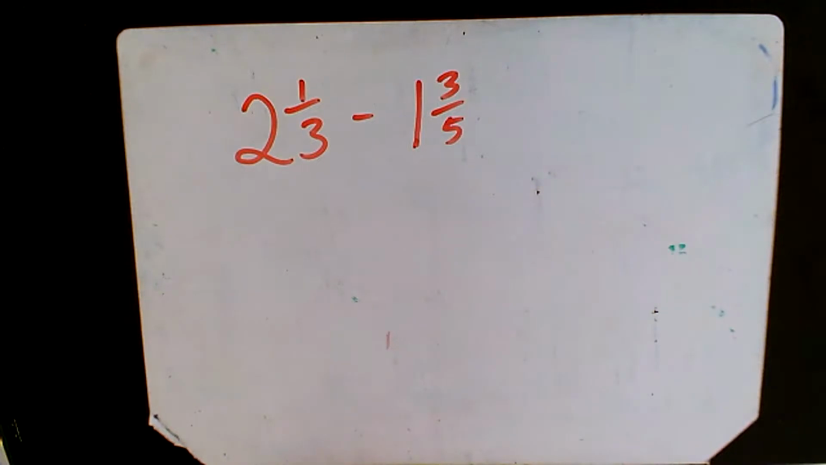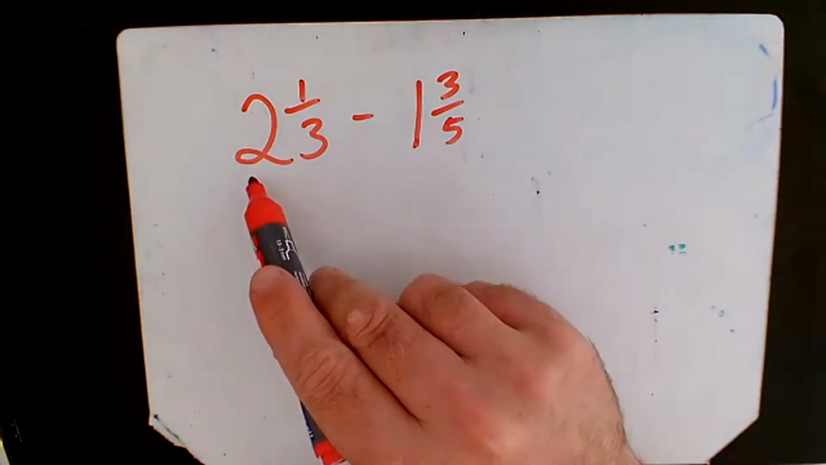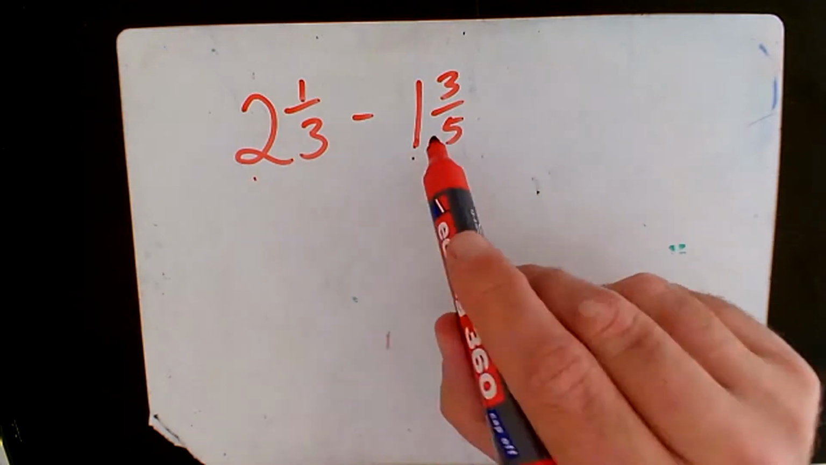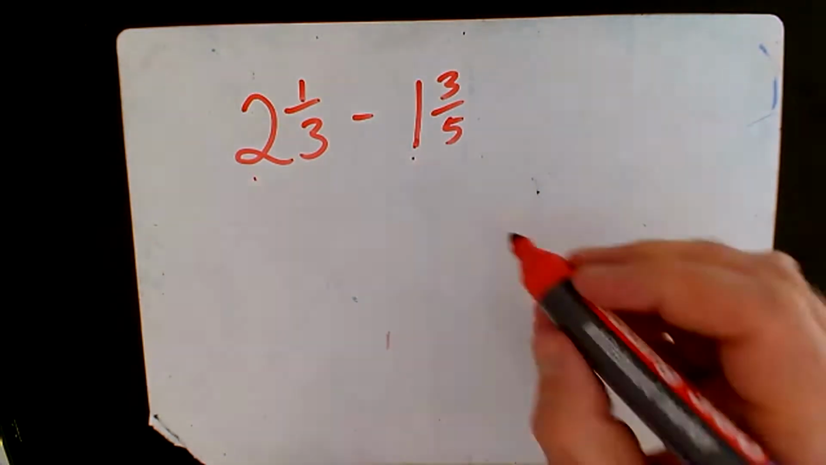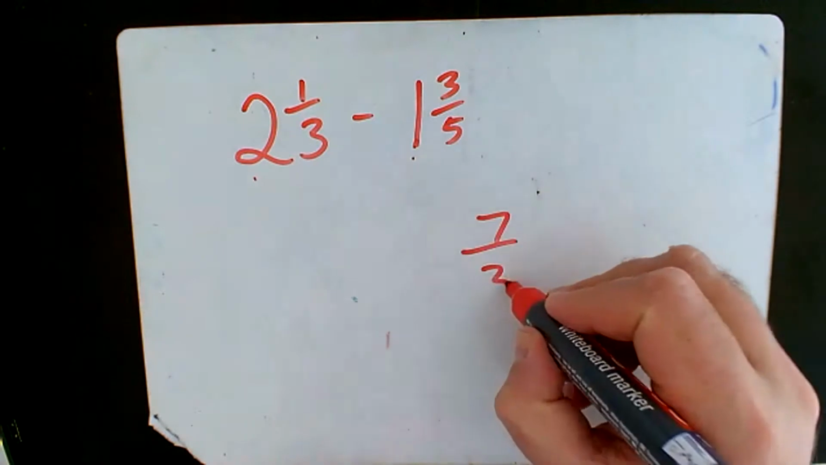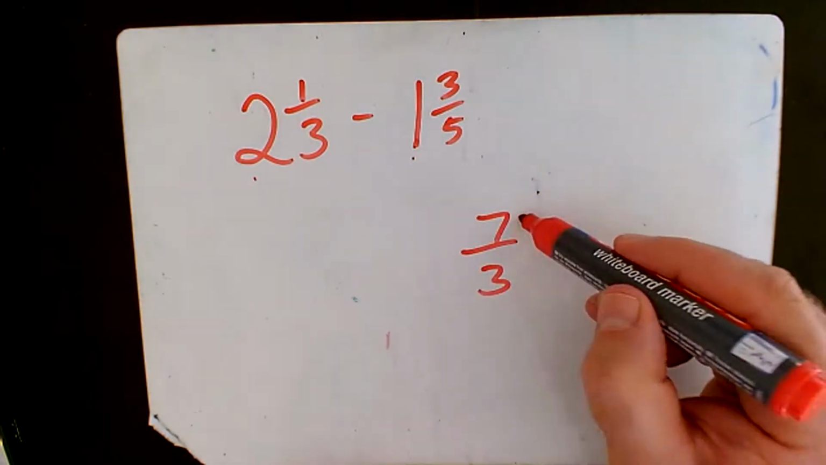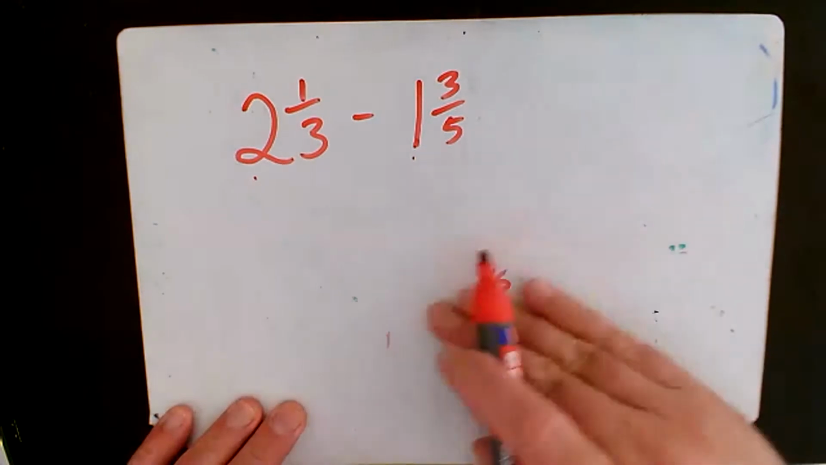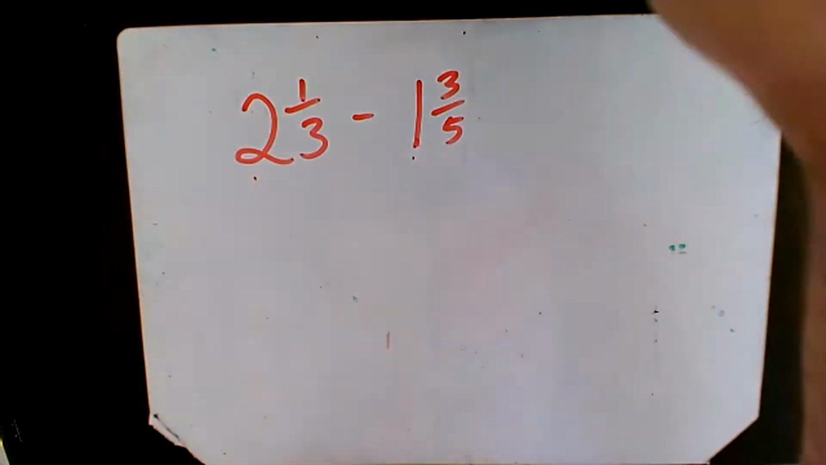Now this is a mixed number because it is a mix of a whole number and a fraction, so they're called mixed numbers. And of course 7/3 is called an improper fraction because the top number is bigger than the bottom. Improper, top heavy as well, some people call it, don't they?